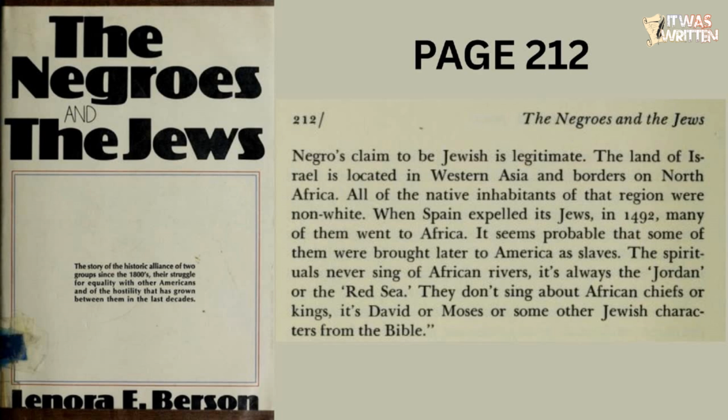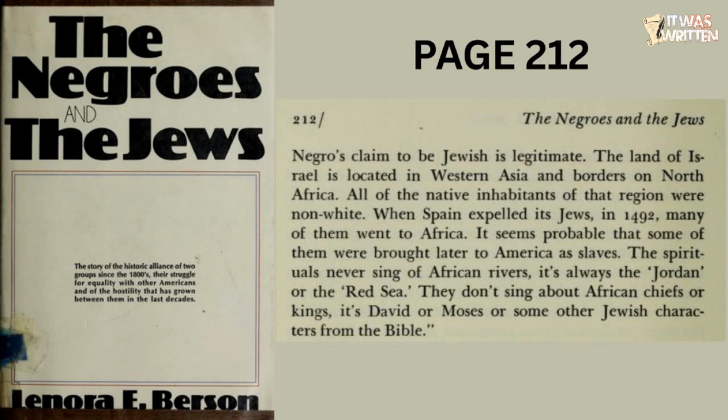Again, the spirituals never sang of African rivers. It was always the Jordan. So in so many words, we wasn't talking about the Nile River. We wasn't talking about things that were actually in Africa. We were talking about things that was there in Jerusalem, where we were from. And that's in our gospel songs to this very day. They don't sing about African chiefs or kings. It's David or Moses or some other Jewish characters from the Bible.